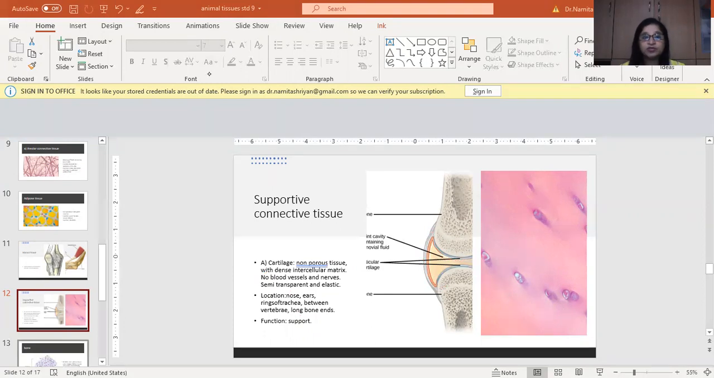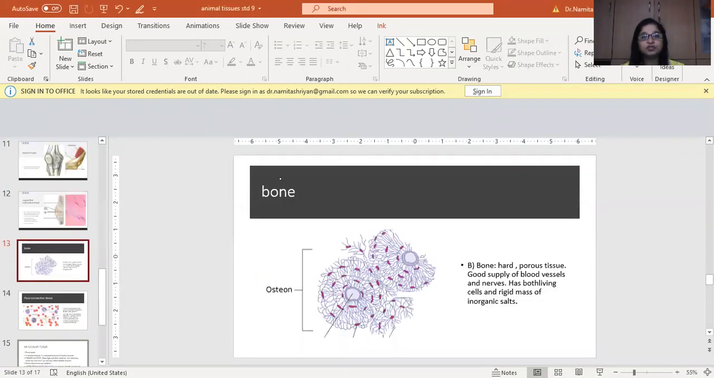Yes. Now we are going to the next supportive connective tissue, our bone. So we already know bone is going to be a definitely hard structure, right? We know it forms the framework of our body on which the muscles are attached. So this is going to be a hard and porous tissue. The cartilage was non-porous. This is hard. Cartilage was elastic. Bone has a good supply of blood vessels and nerves, unlike the cartilage. So you can see the difference between the two supportive connective tissues.